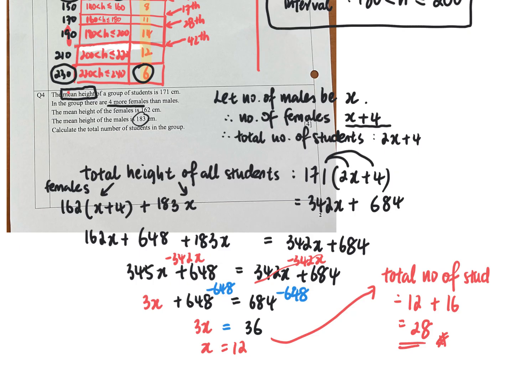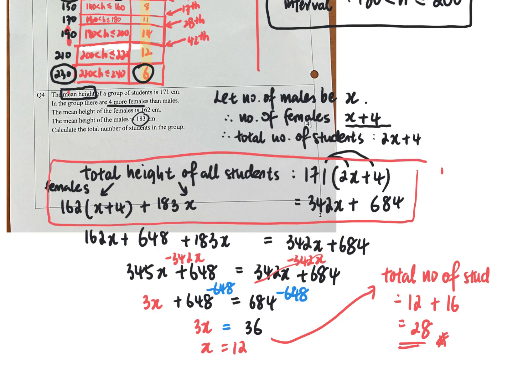So 1 mark for being able to equate them together without the expansion. 1 mark for the mathematics you do here. 1 mark for the x you found. And then 1 mark for the answer you found.